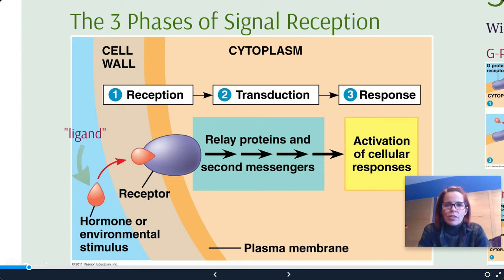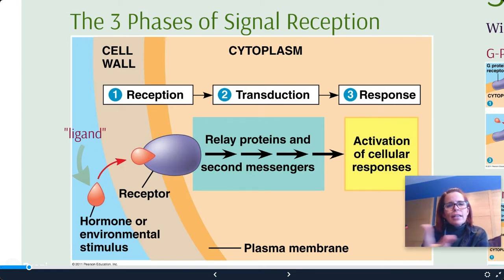When the shape changes, that triggers changes on the inside of the cell. So we have taken a message that was on the outside of the cell, and we've managed to push it through the cell membrane and transfer that message to the inside. Then, once the message gets into the cytoplasm, it gets transferred through a whole series of reactions and enzymes. It depends; each one is a little bit different. We call that transduction. So step one is the reception of the message. Transduction means the moving of the message. And then step three is the outcome, the response.